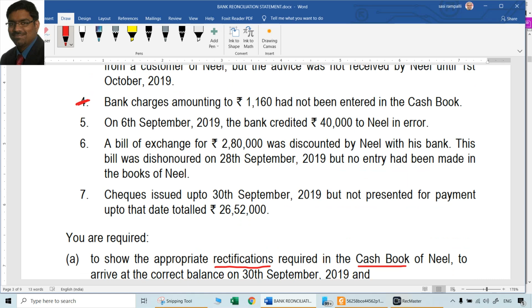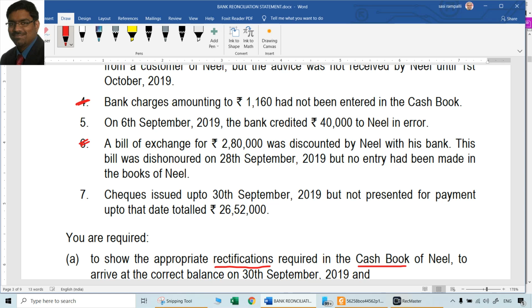Next. On 6th of September 2019, bank credited 40,000 to Neil in error. So it is not our mistake. Can we do anything in our cash book with that? No, we can't do anything because it is not our mistake. It is bank's mistake. So that is definitely not something which we can rectify. So we can't do anything in the cash book.